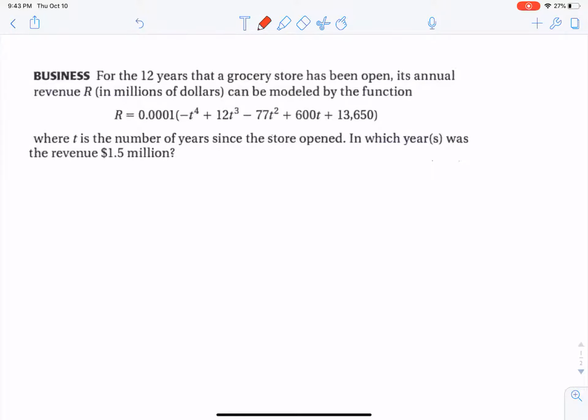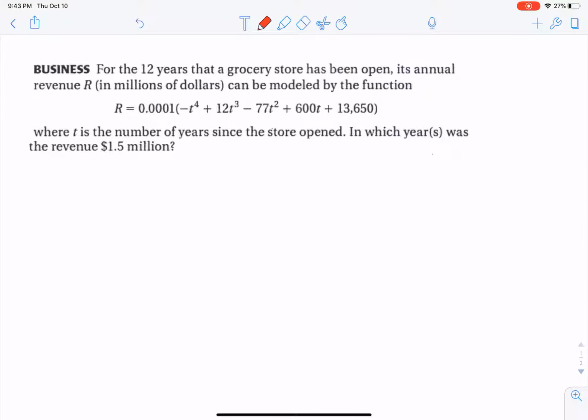So this is a business problem. So for the 12 years that a grocery store has been open, its annual revenue, R, which is represented in millions of dollars, can be modeled by this function that we have here. So this is the function that we're going to be talking about, where t is the number of years since the store has opened. In which years was the revenue $1.5 million?